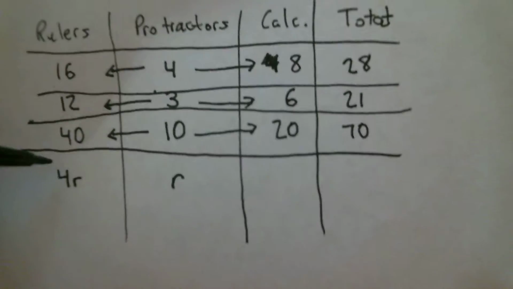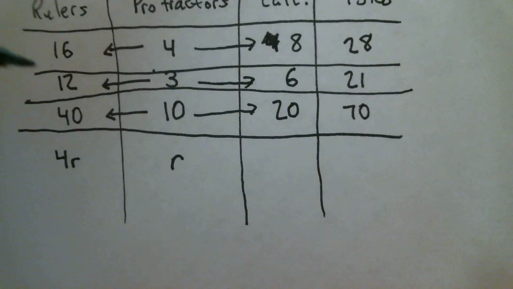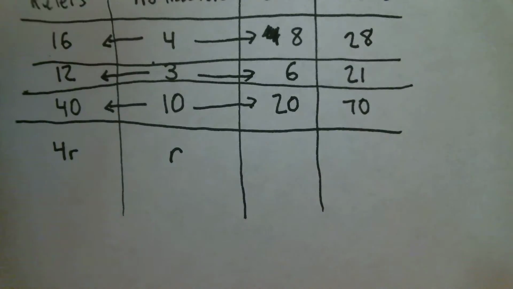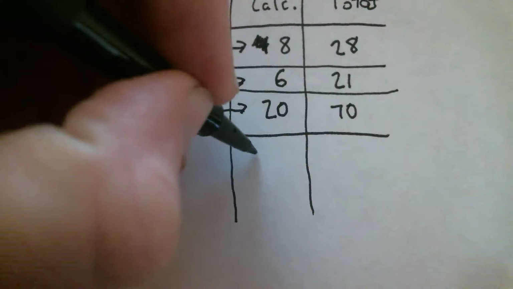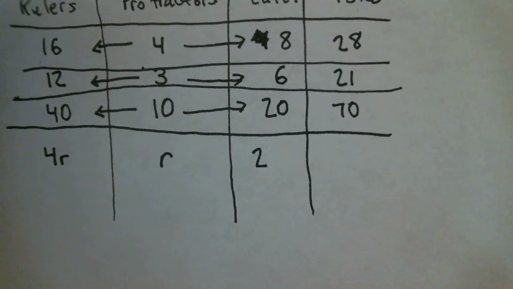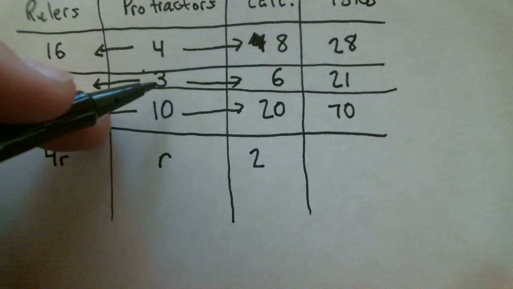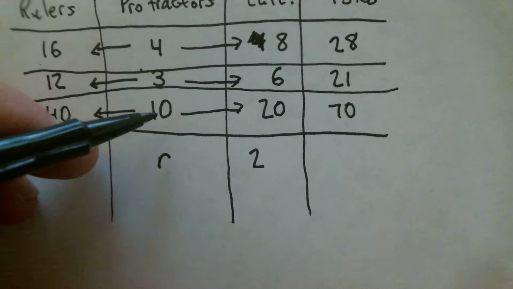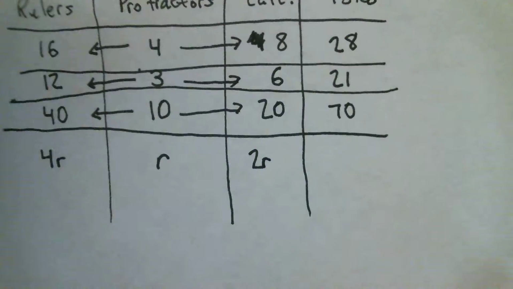But here, I could also think, what's half of 4r? Because that's how we got over there. And they happen to be the same, which makes mathematical sense. Half of 4r, right? Half of 4 is 2. And if you look at that, that looks true. 4 times 2, 8. 3 times 2, 6. 10 times 2, 20. So this is 2r right here.